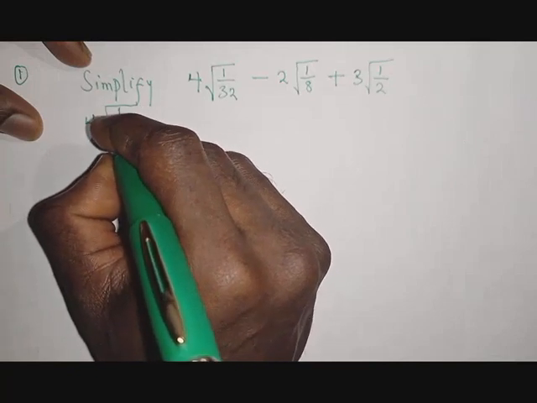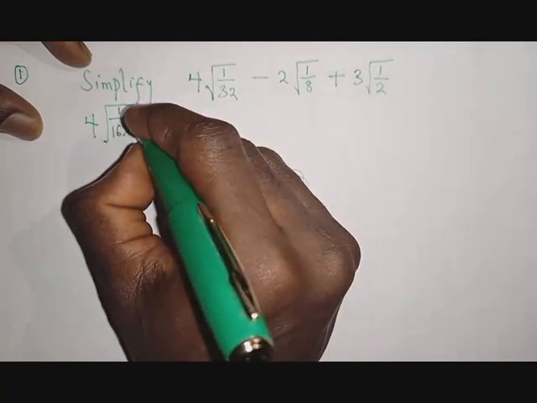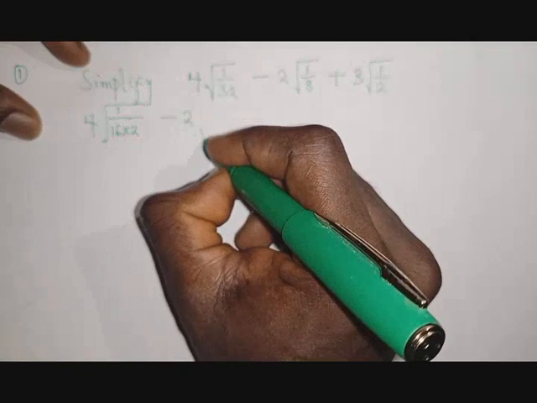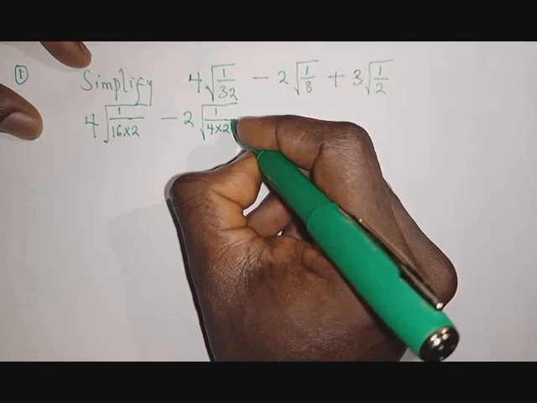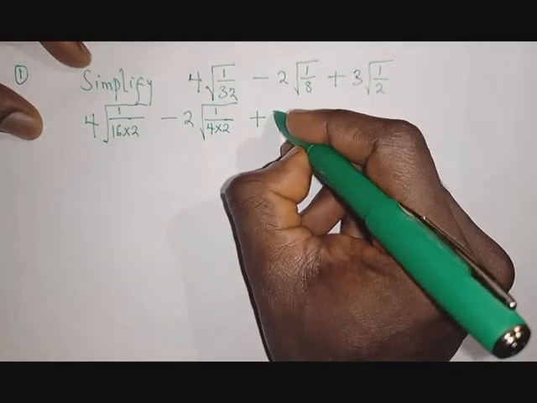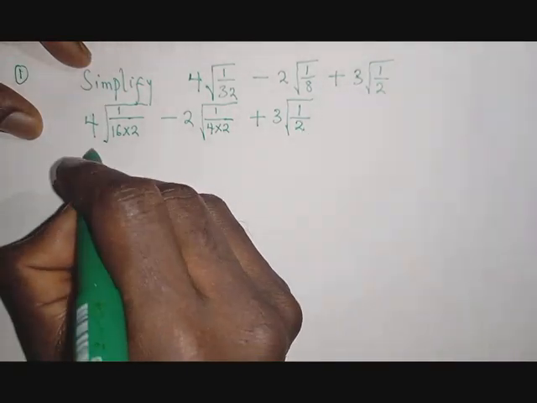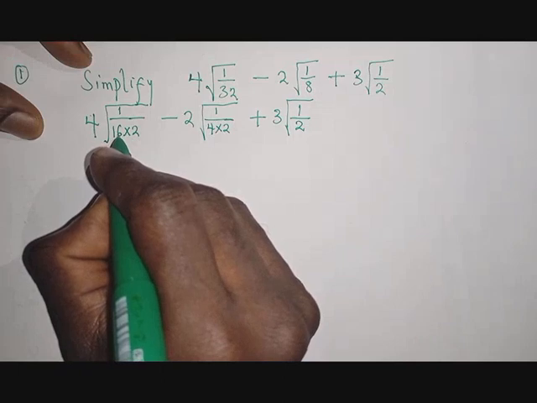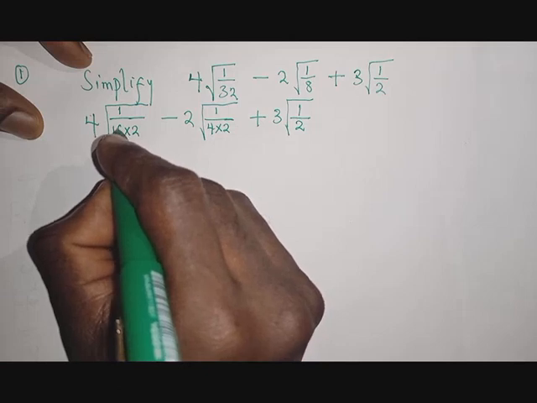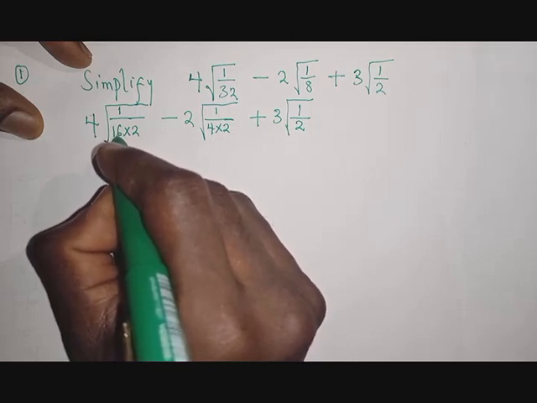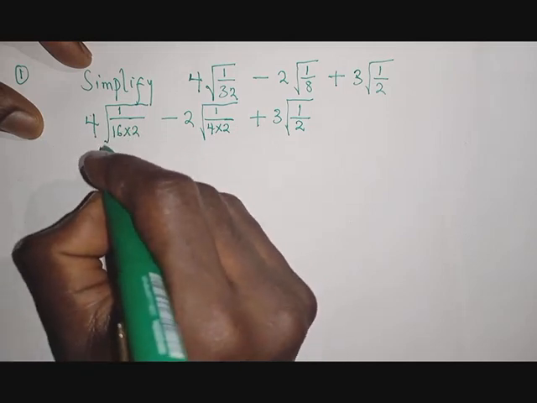So this is simply going to become 4 roots 1 over, now 32 can be broken down into root 16 times 2. Then we have 2, which can be broken down into 4 times 2. This is already in the simplest form. So now what is root 16? Remember that the square root of 16 is 4. So I can take 16 out of this square root and I'll be left with just root 2 here.